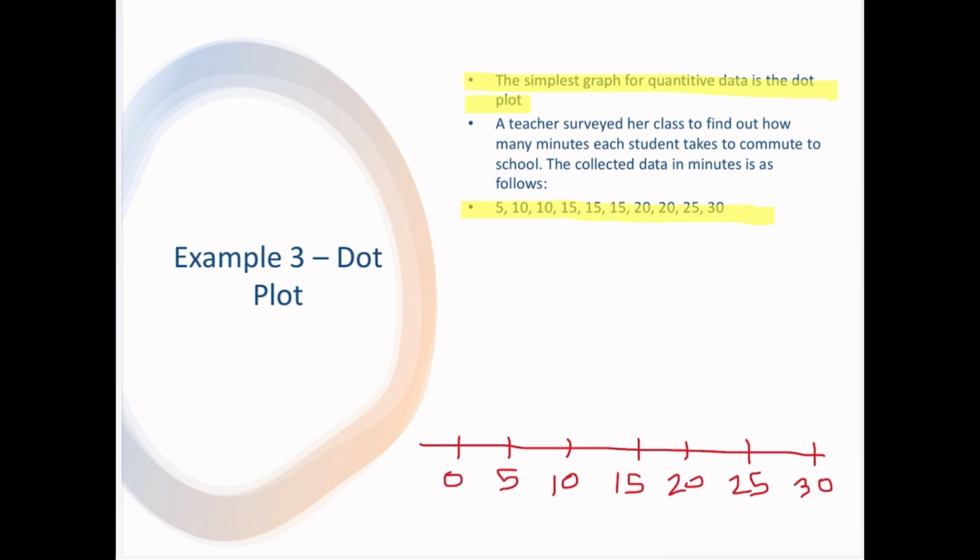So now we're going to put dots at each column that corresponds to our data. So we're going to put only 1 at 5. We're going to put 2 under 10, 3 under 15, 2 under 20, 1 under 25, and 1 under 30. And make sure to always label your graphs once again. So we're going to put time commuting.